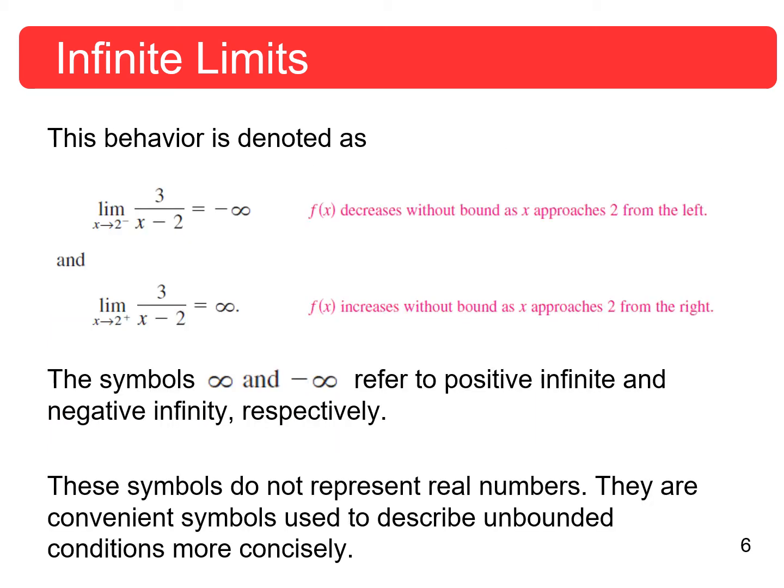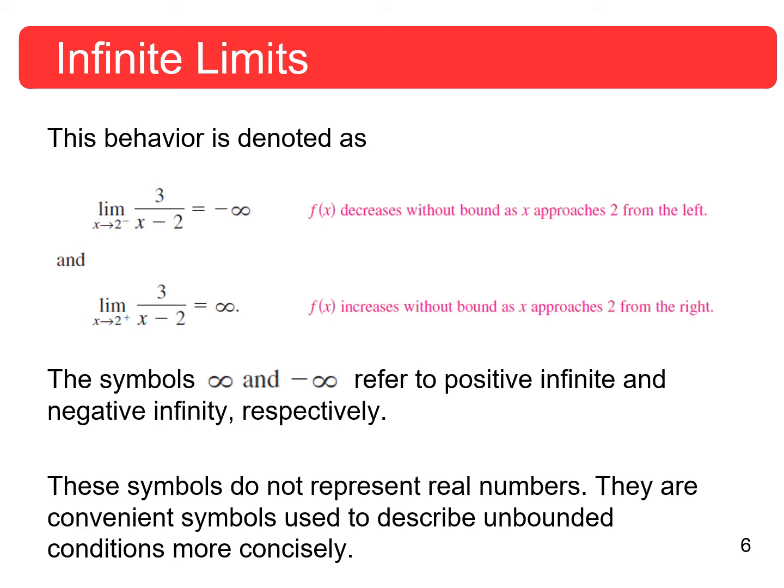This behavior is denoted by this. Since f of x decreases without bound as x approaches 2 from the left, we say that the limit of the function 3 over x minus 2 as x approaches 2 from the left is equal to -infinity. And also we notice that f increases without bound as x approaches 2 from the right. Therefore, we say that the limit of the function 3 over x minus 2 as x approaches 2 from the right is equal to +infinity.